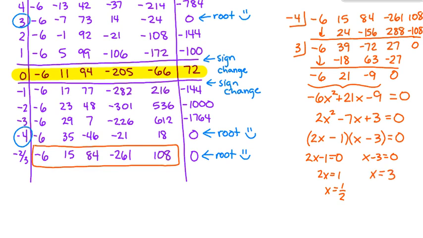Okay, let's look back at the chart. Remember how we had a sign change between here and here? So that told us that there would be a root between 0 and 1.